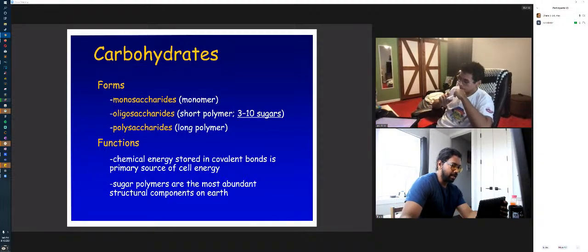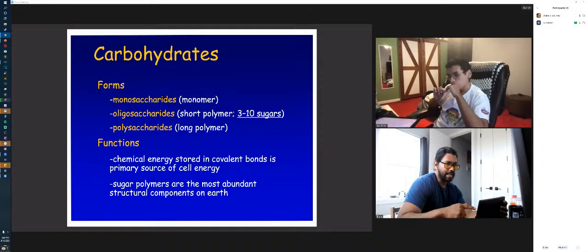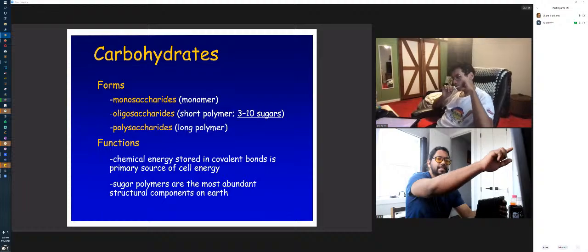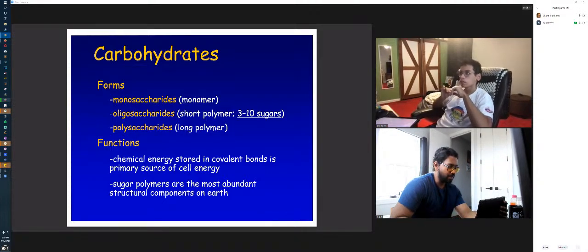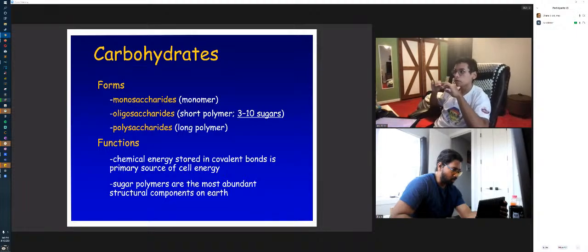Here I'm going to try to log into Zoom on my tablet as well, because Zoom has this annotation feature, which is actually pretty helpful, and I'm going to see if I can use that to write.